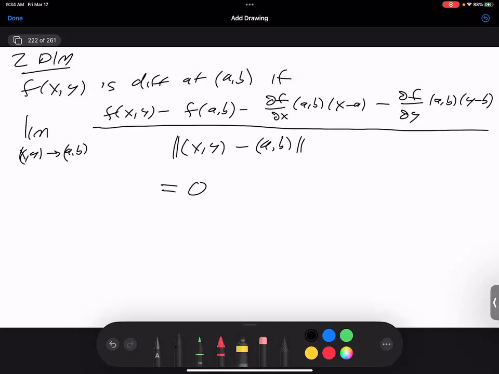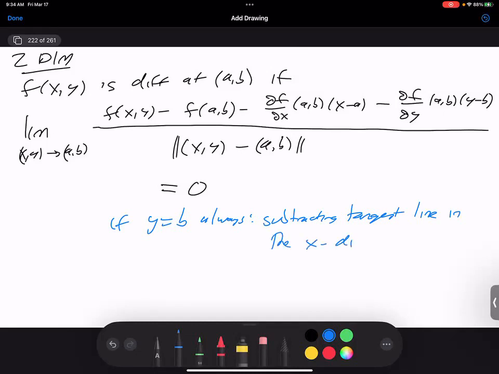Okay. And so what we're doing is we take where we start and we subtract off the tangent hyperplane. Another way of looking at it is, imagine a simple path where y is always equal to b. Then we should be subtracting off the tangent line. If y equals b, we don't have the second term, and we just have the tangent line in the x direction. Similarly, if x equals a always, it's similar in the y direction.